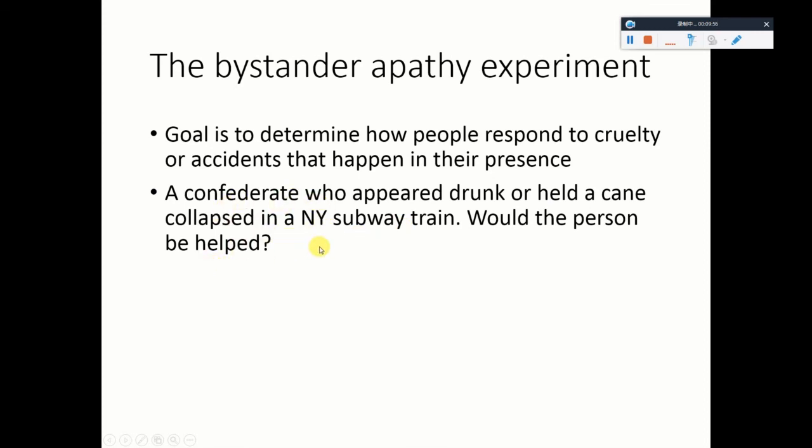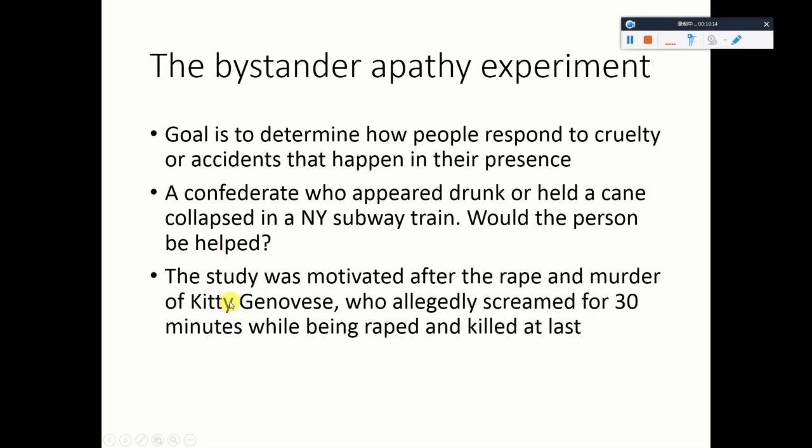So deception was used here because the fellow passengers were never informed about the purpose of the study, first of all, and they did not know who this person really was. They thought this person genuinely was weak or elderly and might need help.